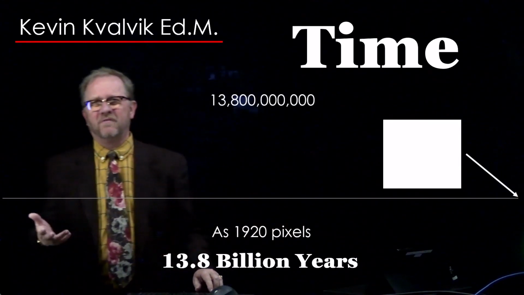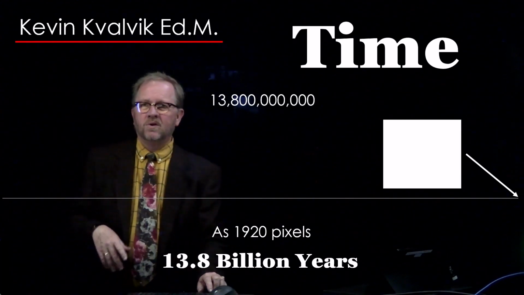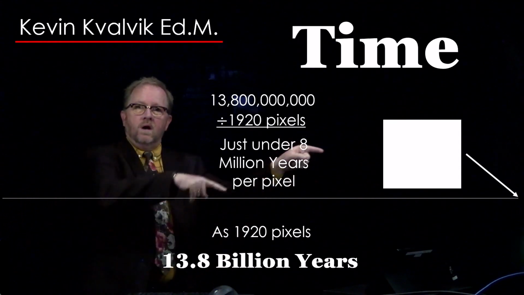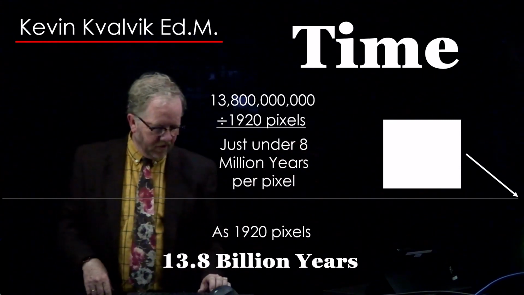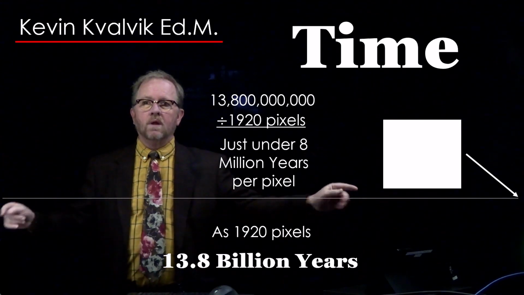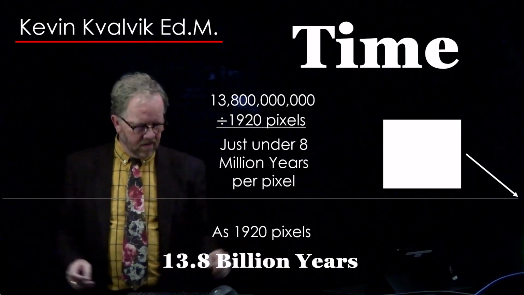The way you figure that out is you take 13,800,000,000 and you divide it by 1,920. So now you know every one of those pixels is just under 8 million years. So we've gone from billions, this whole line here are billions of years, in the solar system.